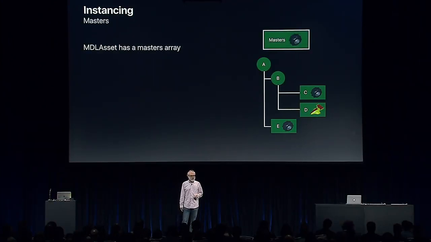So Model I/O has a thing on the MDL asset called a masters array. When it parses USD files that use instancing to replicate data, Model I/O notices that, collects all of those replicated objects into the masters array, and instead of storing the individual meshes in the nodes, it just stores an MDL object that refers back to the master array. And so that's how we get reuse. And since Metal has great instancing facilities, that's going to stand us in good stead.